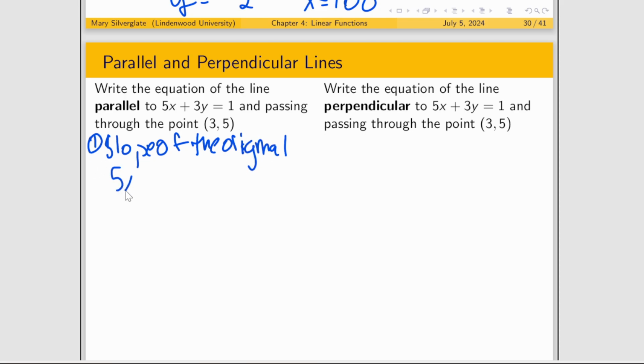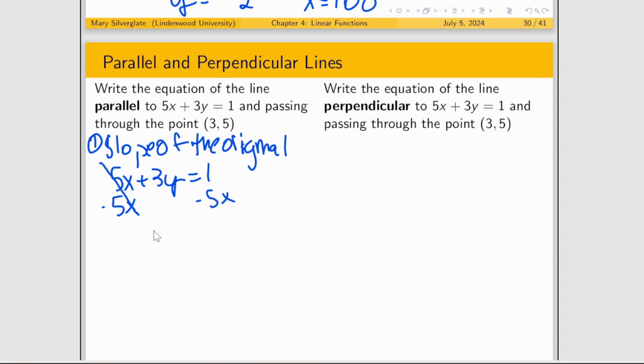So if we have 5x plus 3y equals 1, the easiest way for us to figure out its slope is to rearrange this so that it looks like it's in slope-intercept form. And by that I mean basically solve for y. So what would I do to solve for y here? Well, first I would want to undo any addition. So in this case, undo adding 5x by subtracting 5x from both sides.